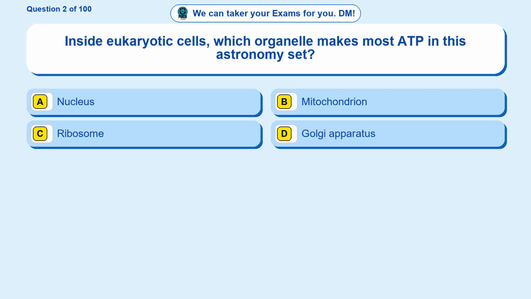Question 2. Inside eukaryotic cells, which organelle makes most ATP in this astronomy set? Option A, nucleus. Option B, mitochondrion. Option C, ribosome. Option D, Golgi apparatus. The correct answer is option B. Mitochondrion.